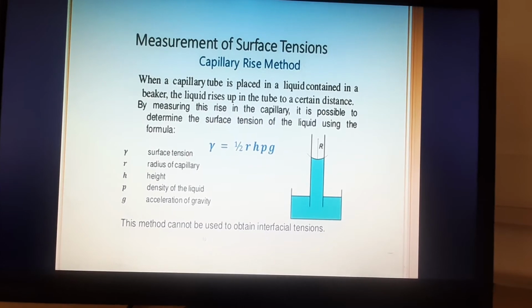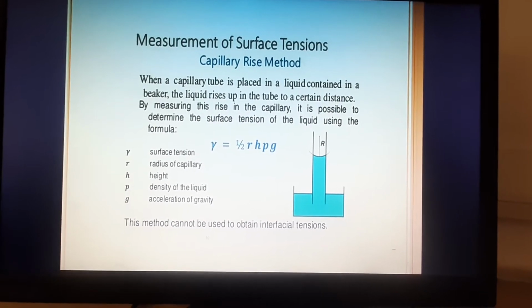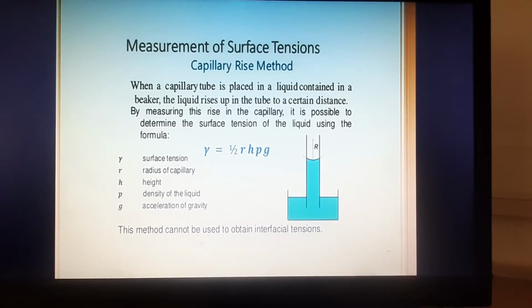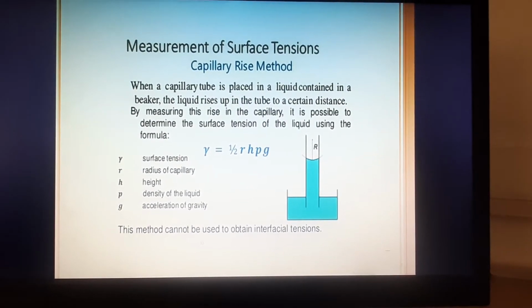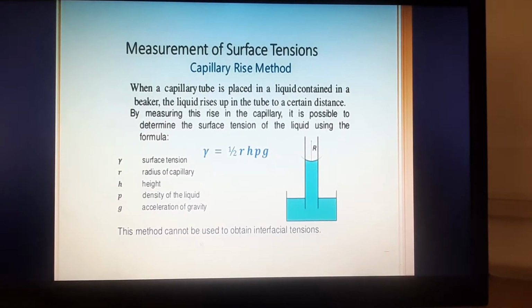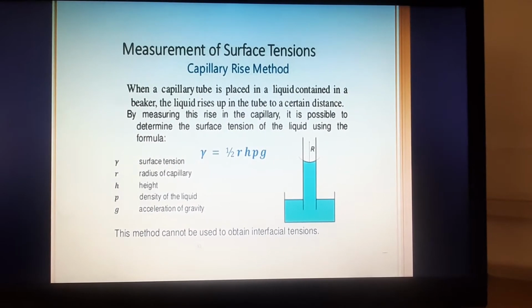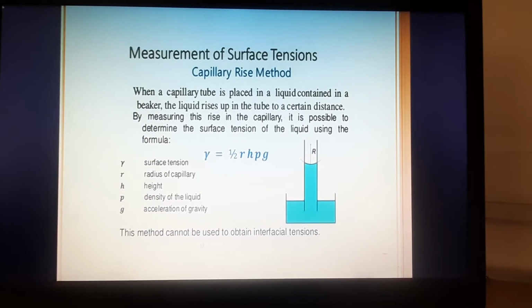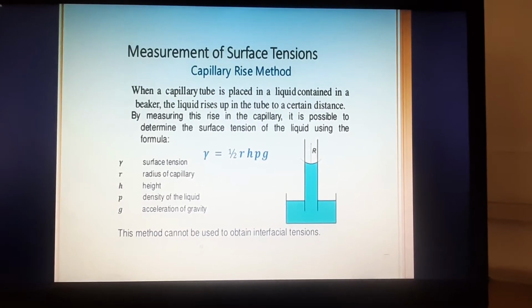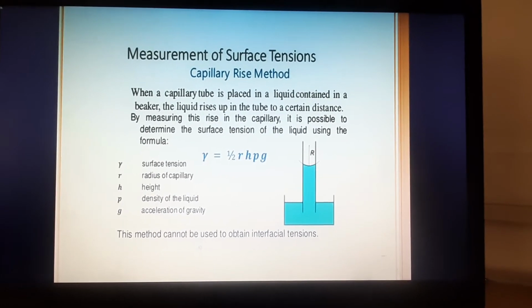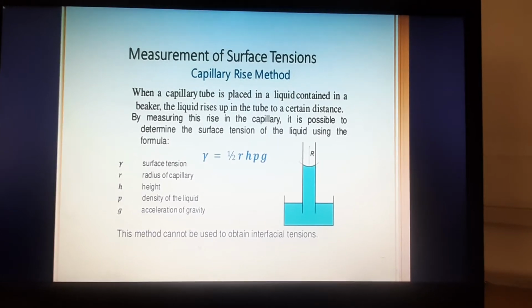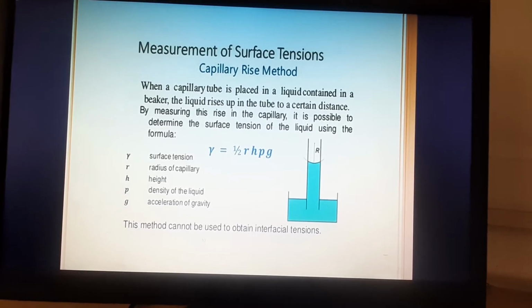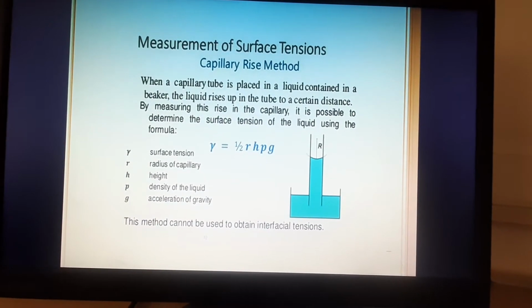formula. The formula you can see: gamma is equal to half r h rho g, where gamma is surface tension, r is radius, h is height, rho is density of the liquid, and g is the acceleration of gravity. By this formula we can determine the surface tension. This method cannot be used to obtain the interfacial tension. This method is used only to determine the surface tension.